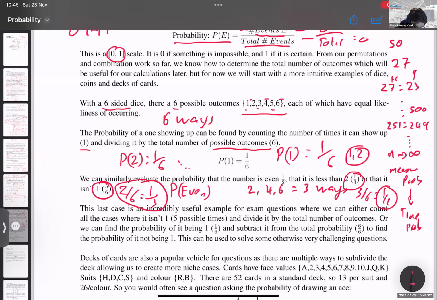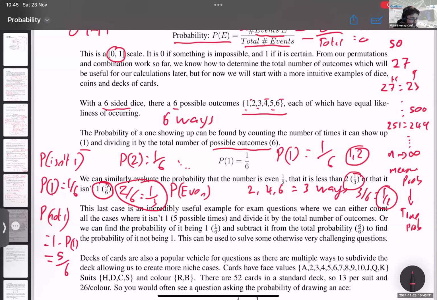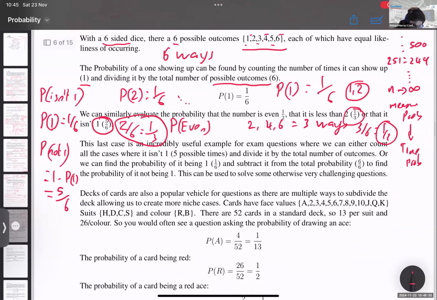So we're asking about the probability that it isn't 1. We know the probability of it being 1 is 1 in 6. And we know that the probability of not 1 is equal to 1 minus the probability of 1, which is equal to 5 over 6. And this is going to be the same as if we had counted up all the ways it could have been done.